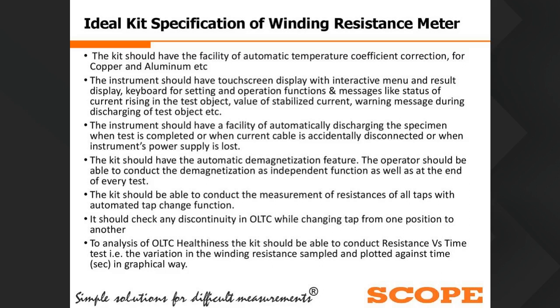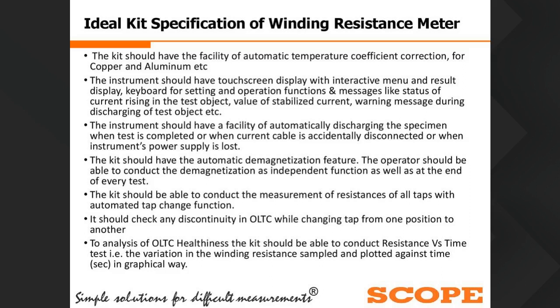The instrument should have the facility of automatically discharging the transformer after the testing. Then the instrument should have an automatic demagnetization feature that will be helpful to demagnetize the transformer after the winding resistance test or whenever the user wants to do demagnetization. The kit should be able to measure resistance of all taps with an automated tap change function. This facility reduces the time to change the tap from one position to another.